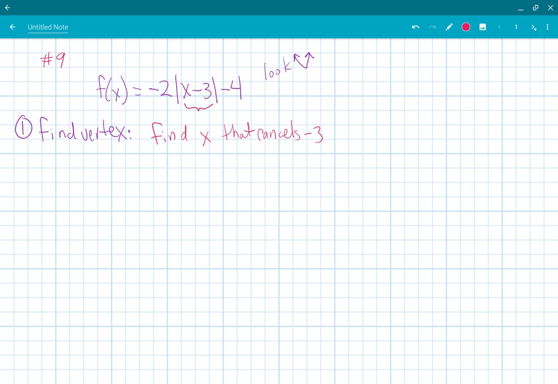Come on, guys, you got to participate with me here. 3. All right, even though it's pretty easy, right? So 3. So x equals 3. So we got to plug it in. We got to plug in 3.